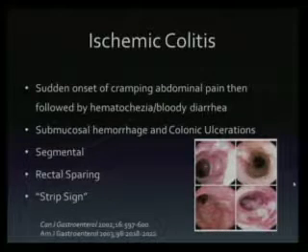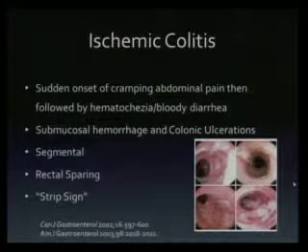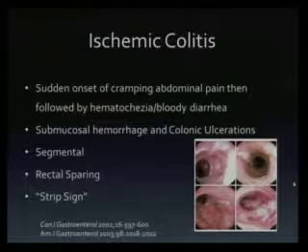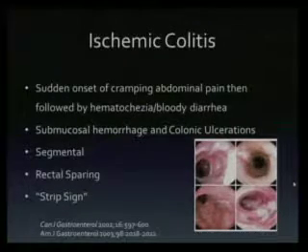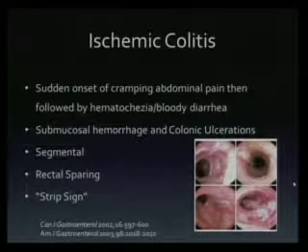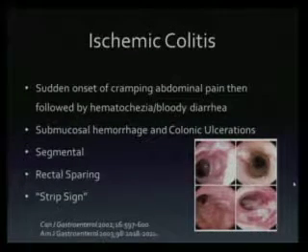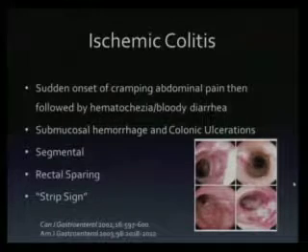So there is submucosal hemorrhage, and they can have colonic ulcerations. It can be segmental, and oftentimes there is rectal sparing. There's rectal sparing because of this dual blood supply that we see in the rectum that has a preservative effect for this area of the mucosa.